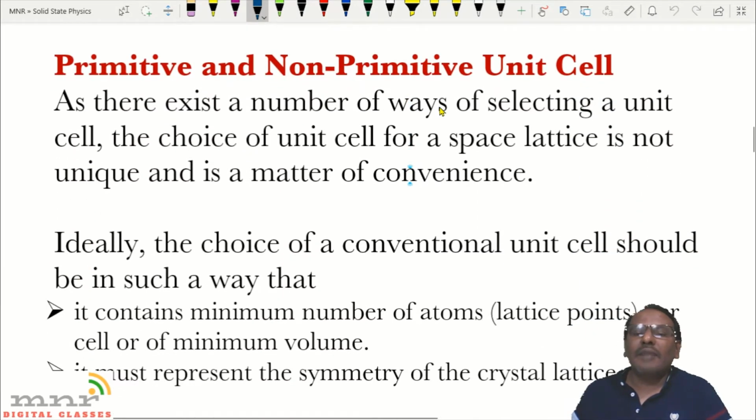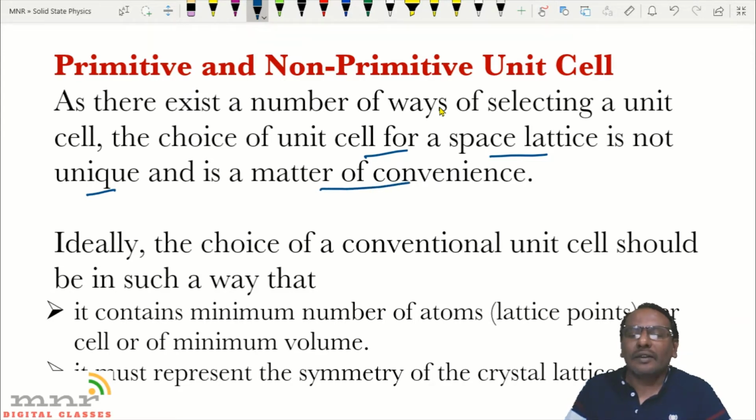A unit cell may be of 2 types. We know that the choice of the unit cell is not fixed. We can have different possible ways by which we can select the unit cell for a crystal. The choice of unit cell for a space lattice is not unique, but it is a matter of convenience. Depending on the symmetry constraints and other parameters, we choose a unit cell for the space lattice according to our convenience.